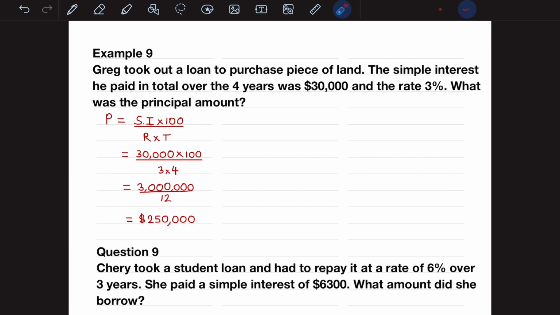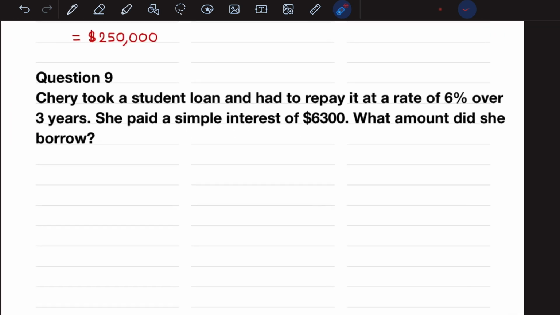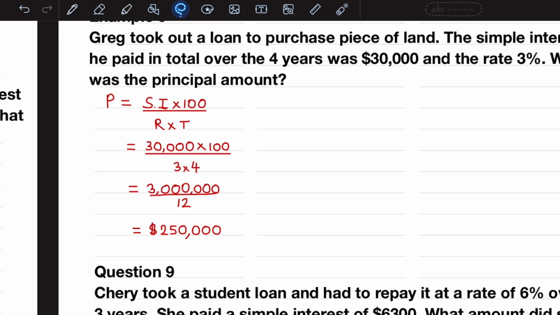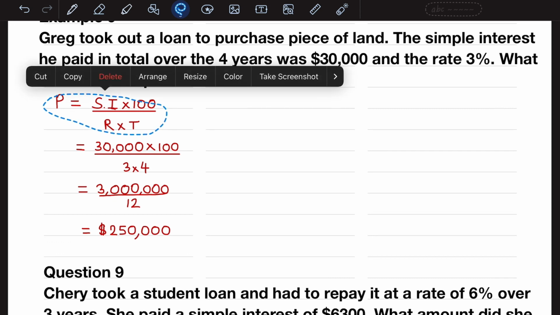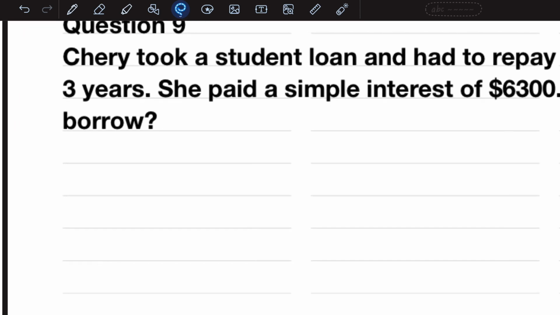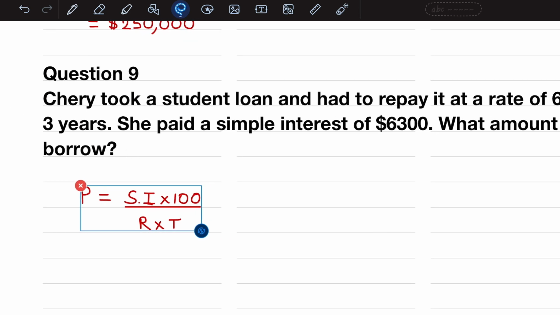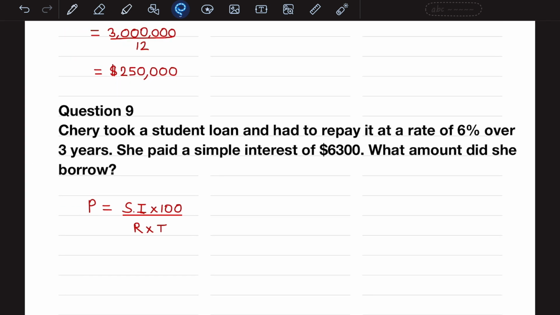And let's resume. Let's correct. Alright, so we don't have the answer, but we can work it out now. So what we know so far is that principal is equal to simple interest by 100 all over rate by time. So we are just going to copy this, paste it in here. Right, so for this question, what do we have? We have the simple interest. We don't have the principal, of course, because we need to find that. We have the interest rate and we have the time.